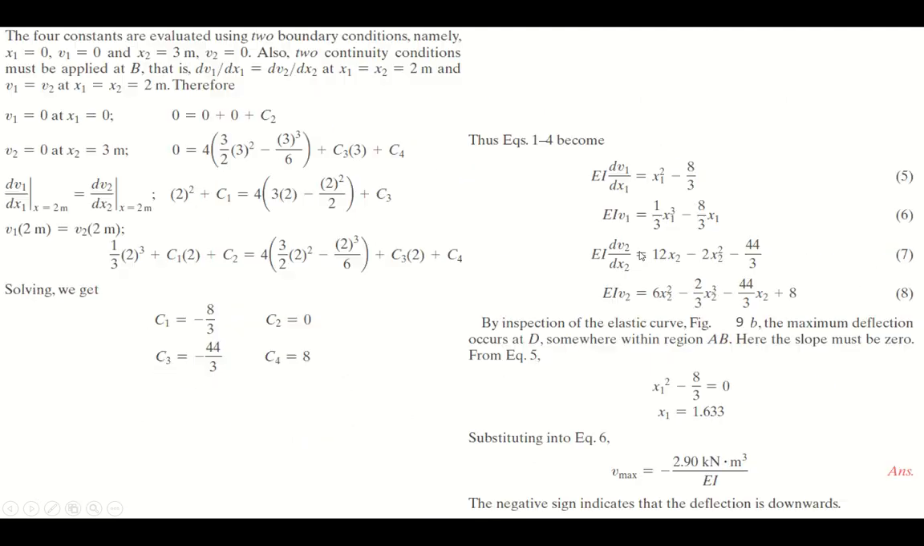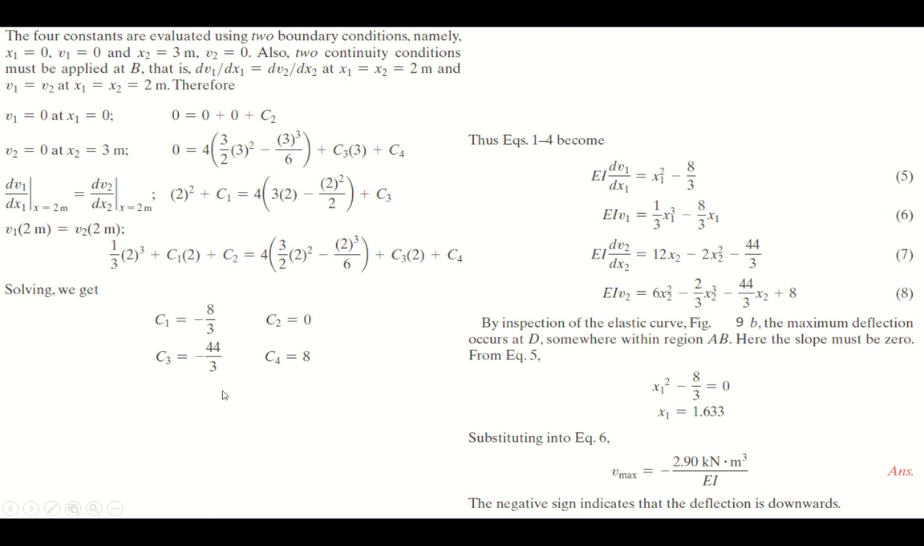So where is that point? You just use the first side because it is in the AB region. So the slope must be 0. This is your slope equation, right? So make it 0: x1 square minus 8 by 3 is equal to 0. It gives you that at x1 equal to 1.633 the deflection will be maximum. Now substitute it in equation 6 and you will get the maximum deflection. So you got the distance from the slope equation, and you put it into the deflection equation and got the maximum deflection, which is at 1.633 meters. The negative sign indicates that the deflection is downwards. Alright.